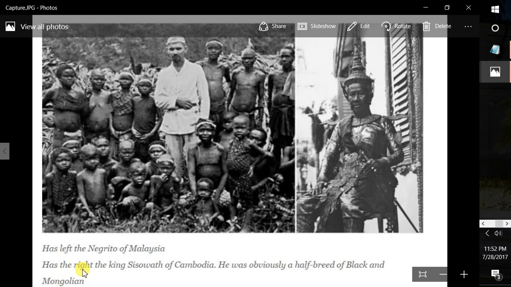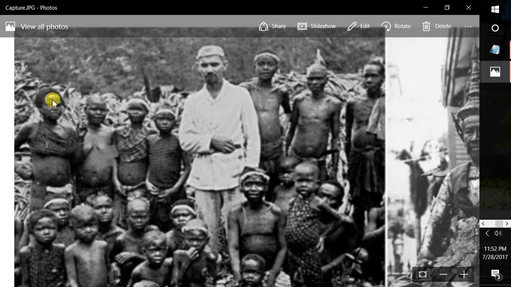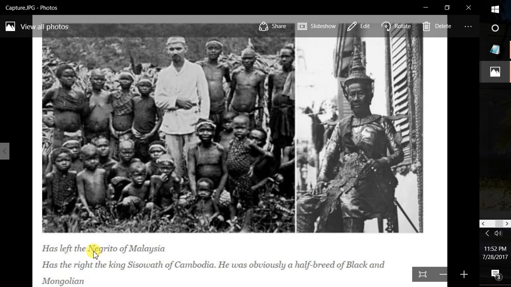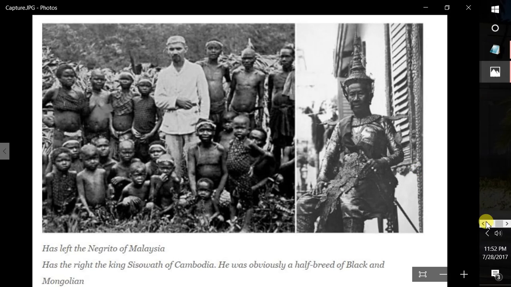On the right, the King Sisowat of Cambodia. He was obviously a mix of black and Mongolian. Can you see that? They were all black. All these people around the world, just like Benjamin Franklin had said, they were all black. Olden days pictures. You can see them looking like Africans, but they are from Malaysia. All right, next slide, and let me show you some more places around.